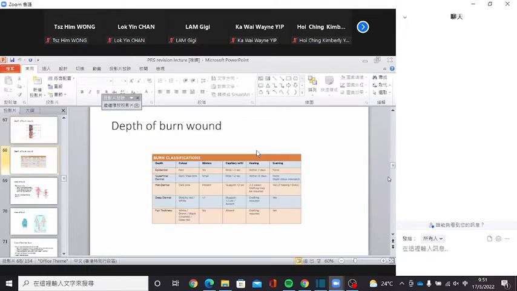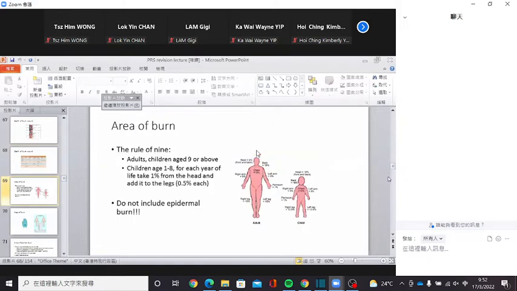So because of its varying healing potential, the scarring will be different as well. If a wound could heal timely within 2 to 3 weeks, the scarring should usually be okay. But if the wound cannot heal on time, then we have to intervene with skin grafting, and the scarring could be much worse. Then moving on, we'll talk about the area of burn.